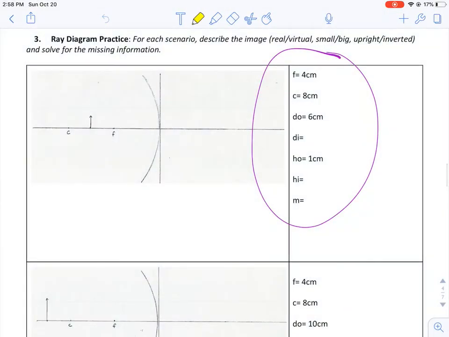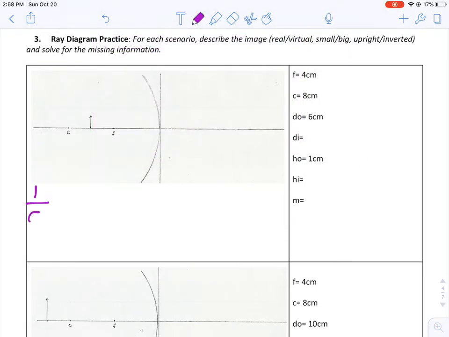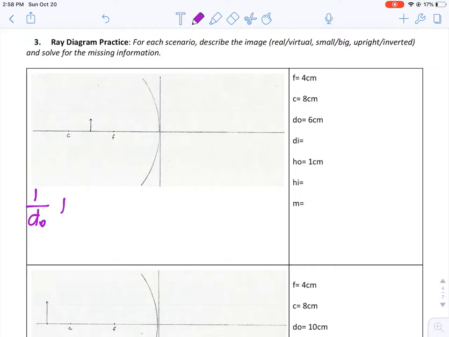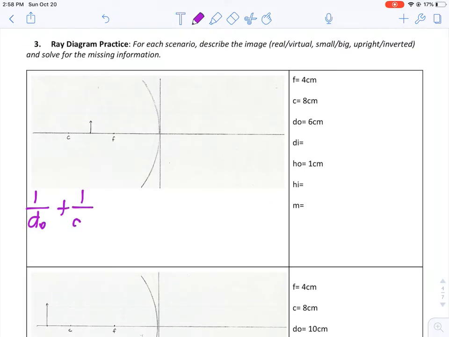So let's practice that equation using this as our example. So again, I'm going to write down the equation here. So we have a focal length. Notice it also gives us a center point of a mirror that's always twice as big as the focal length, and it gives me an object distance, and I'm trying to find my image distance. So I'm going to fill in those numbers over here.